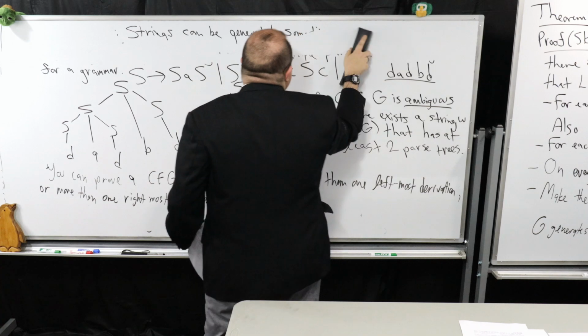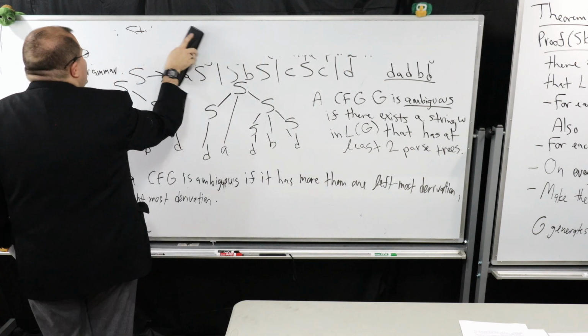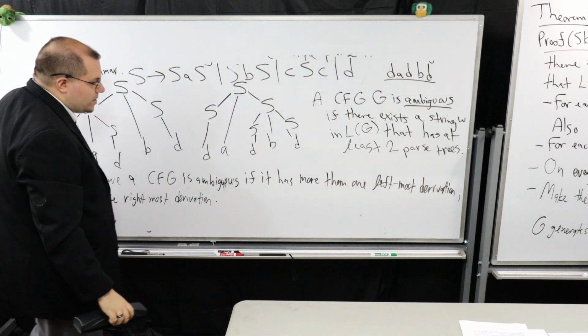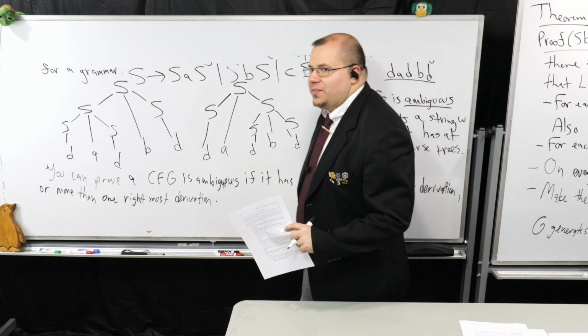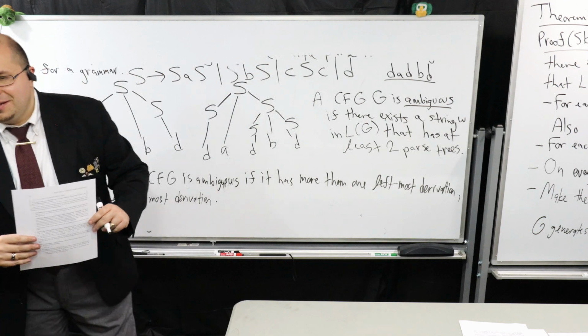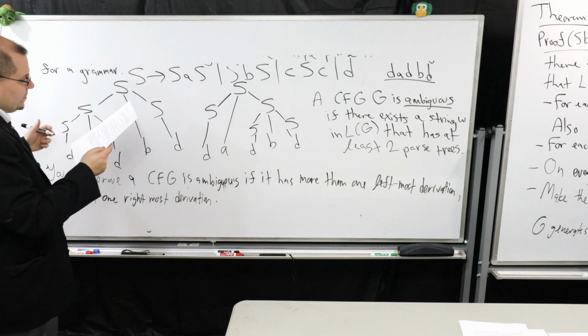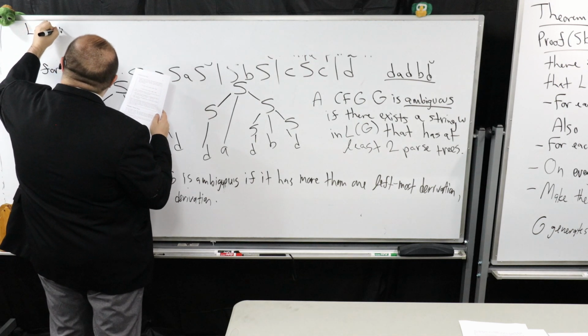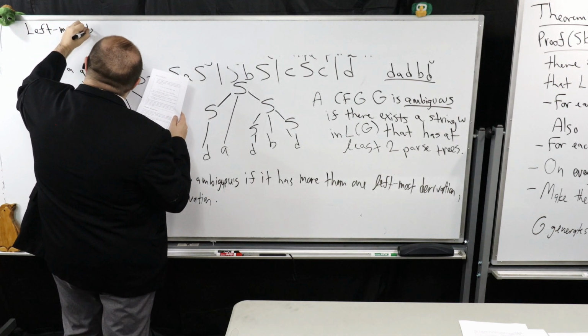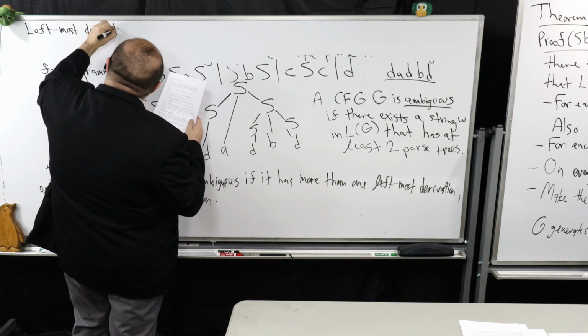As the name would suggest, whenever you have an option to substitute any variable, you always take the leftmost variable for the substitution. You do it in that order. So here's the idea: you can always define the rightmost derivation by just switching out left with right.